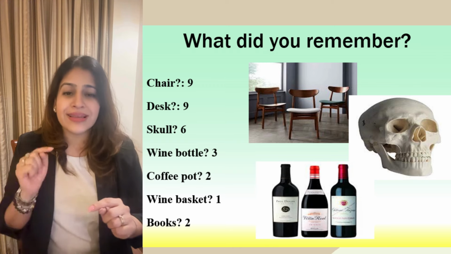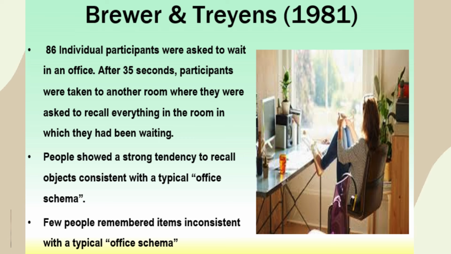Now, post this, let's do a supporting study. This study was given by Brewer and Treyens, 1981. 86 individual participants were asked to wait in an office. After 35 seconds, participants were taken to another room where they were asked to recall everything in the room in which they had been waiting. People showed a strong tendency to recall objects consistent with a typical office schema. Few people remembered items inconsistent with a typical office schema.